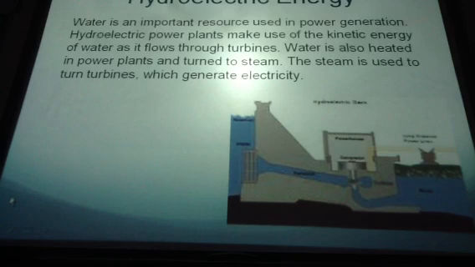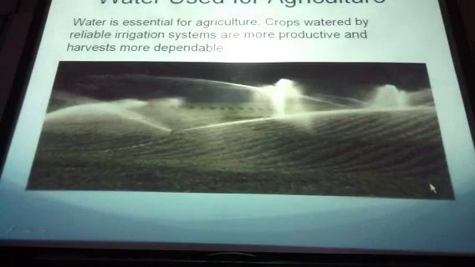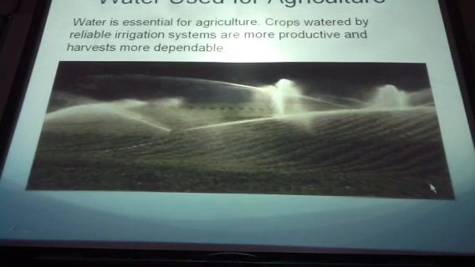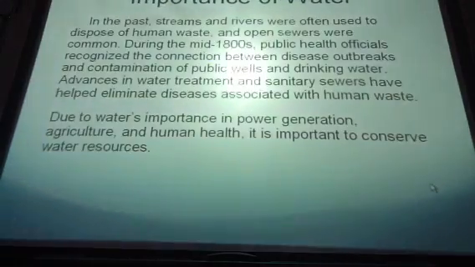Here's a picture of it. So again, the water moves through, turns a turbine, and the generating turbine produces the electricity we use in our homes. Again, used for agriculture. Crops are watered through irrigation.